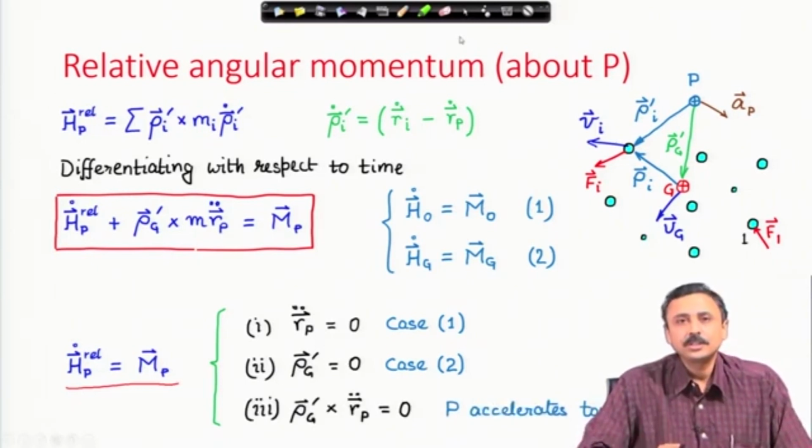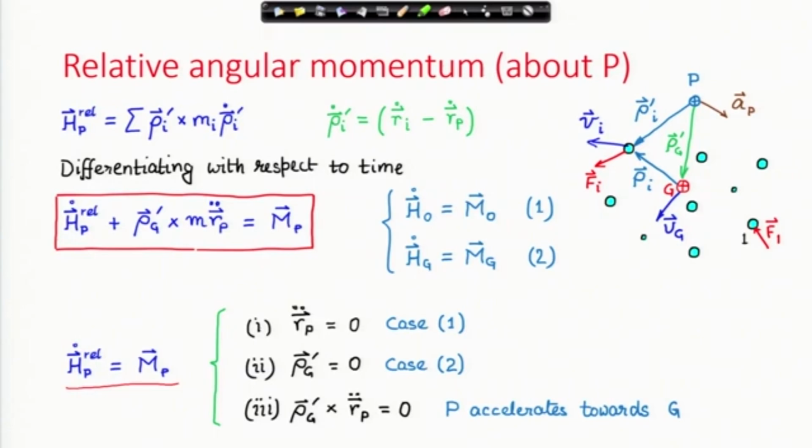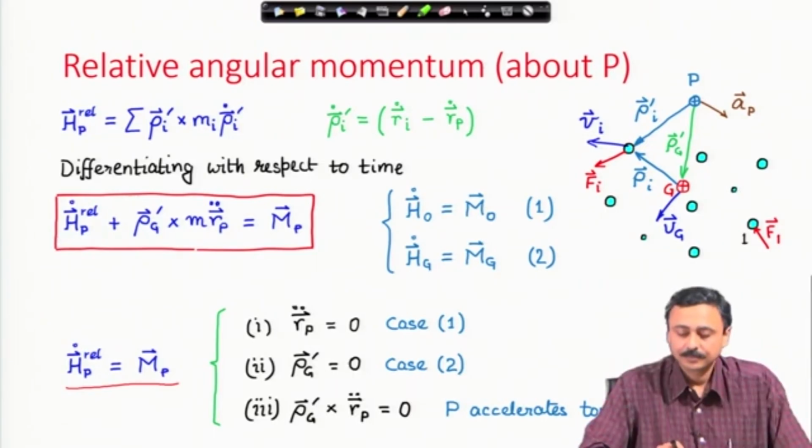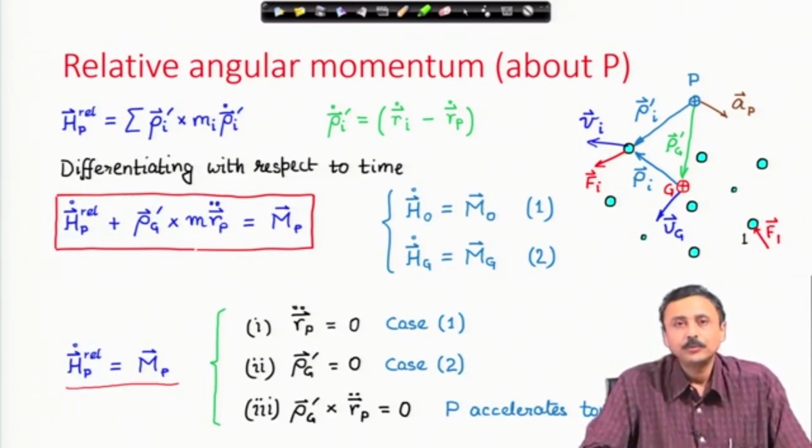Now, the third situation is interesting. When rho g prime cross r p double dot, the acceleration of p, is 0, which means p is accelerating towards or away from g, but these two vectors are co-oriented. In that case also we have this reduced equation. The rate of change of relative angular momentum about p is equal to the net moment of all forces about p.